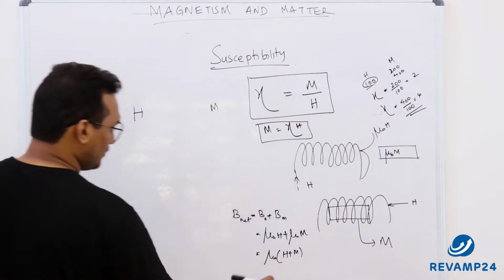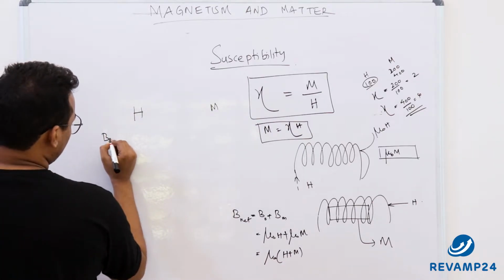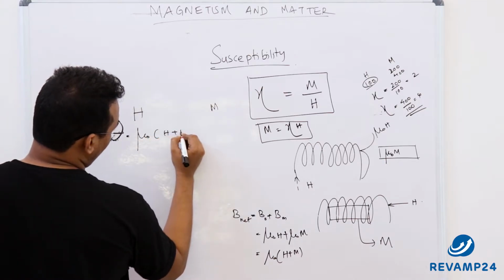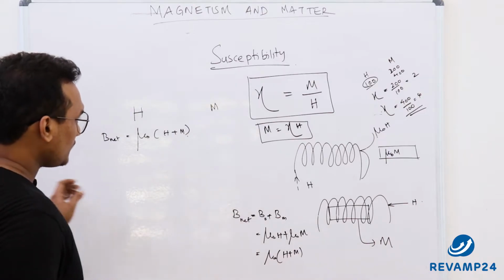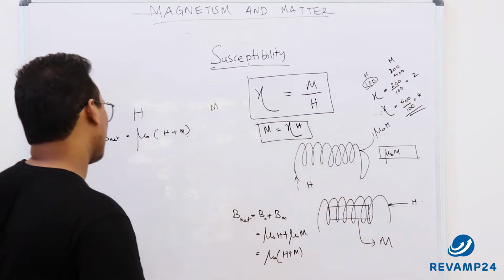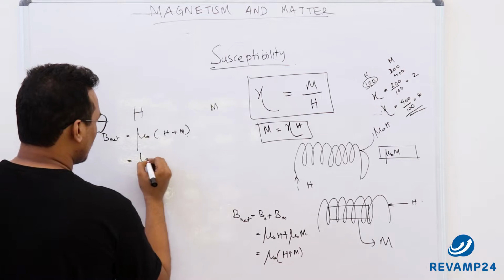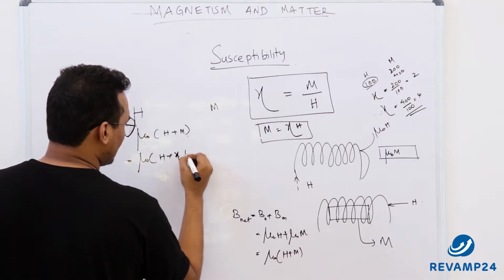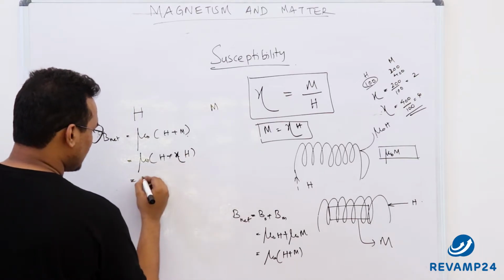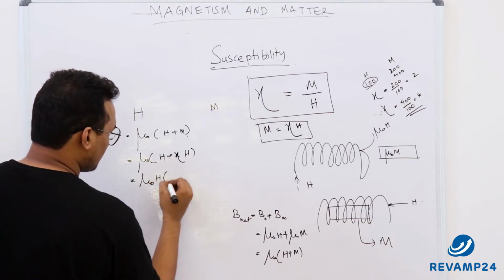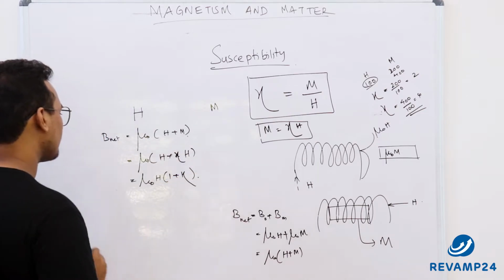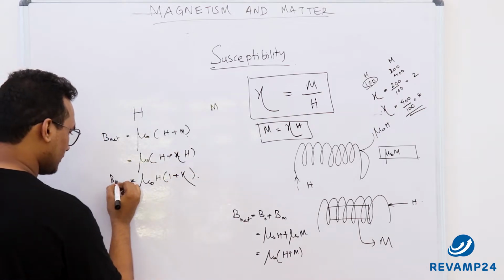Now I will write the equation here. B net is equal to mu0 into (H plus M). For M, I am going to substitute susceptibility into H. So H plus M is H plus susceptibility into H. I can take H outside: B net is equal to mu0 into H into (1 plus susceptibility).